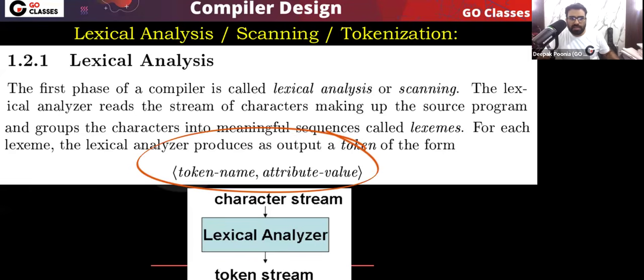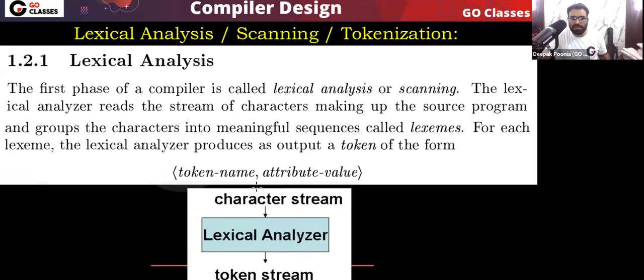This is the token format. In the token we have two parts, one is the token name, another is the attribute value. Remember this attribute value is optional. For example, if you have an identifier, meaning a user-defined variable name or function name, then for that identifier, this attribute value can be either the lexeme as it is, or it can be the pointer to the symbol table location where the information about that identifier is stored. And remember, this attribute value is optional.